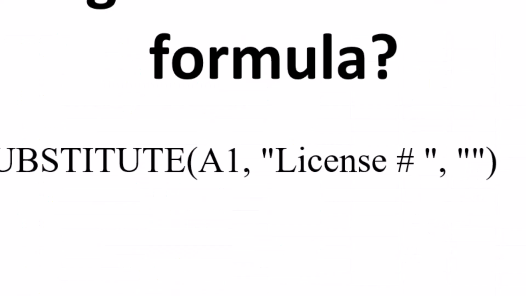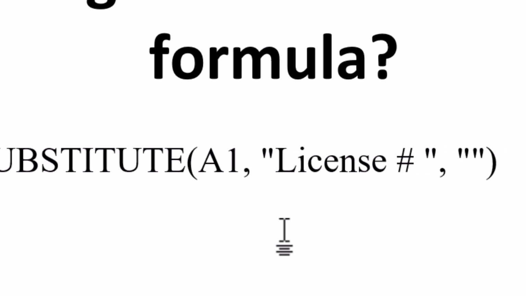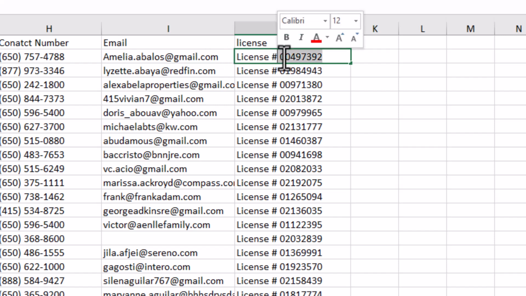This is the formula, guys, which you will need to use. You can use this for any data. For example, here you can see we have this data, license hash. So I want to remove this data from this cell. I only need this number. I don't need license and hash.